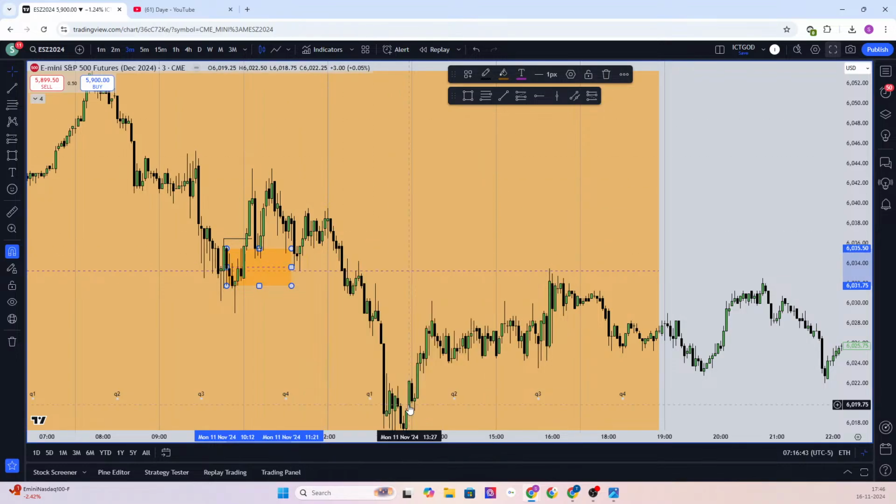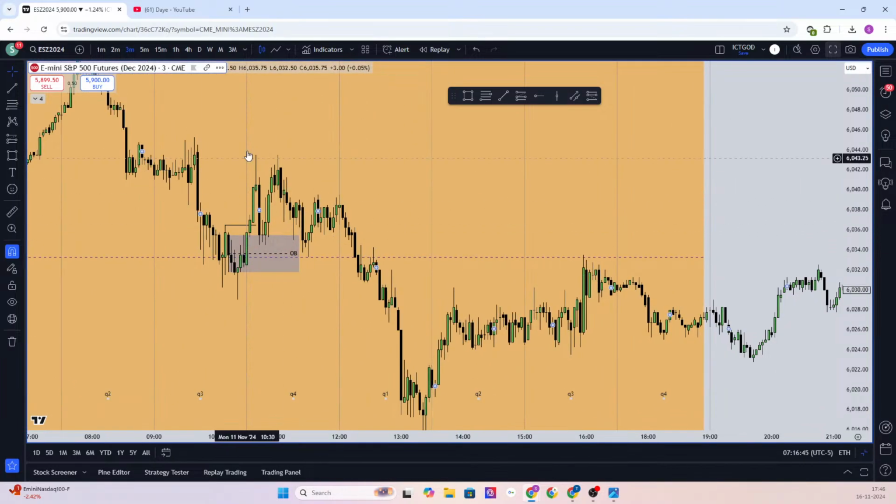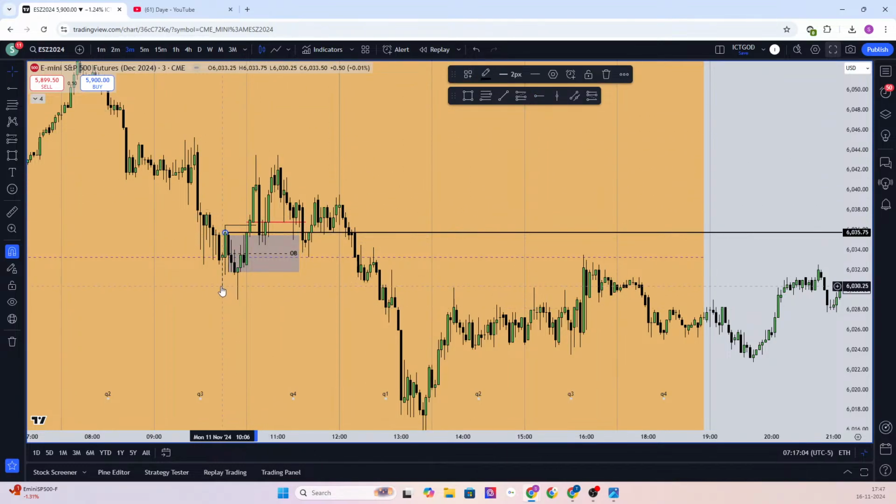So this is the order block that I see in the 3 minute chart. Then I also see this is higher. I see a FVG here. Apart from that, I also see a breaker. The last up close candle before the down move. Low, high, lower low. Then break of that high. So this is the breaker.